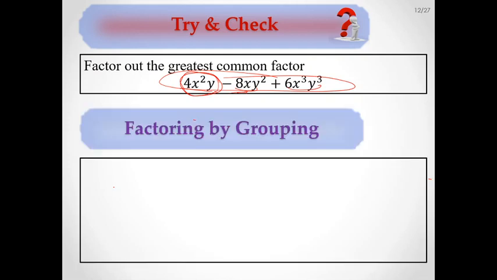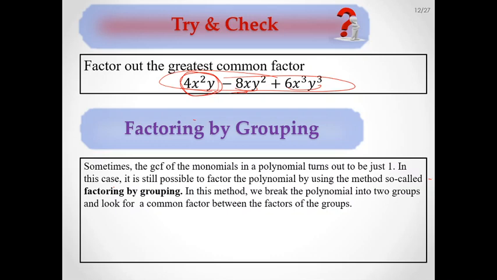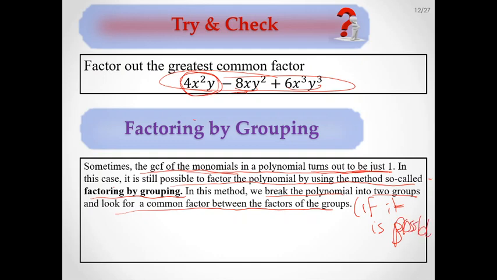So, factoring by grouping. Now, sometimes, as I said earlier, the greatest common factor of the monomials can turn out to be just one. So in this case, it is possible to factor the polynomial using the method so-called factoring by grouping. In this method, we break the polynomial into two groups and look for a common factor between the factors of groups. Of course, sometimes you do this work and you get nothing. We will do this method if it is possible to apply.